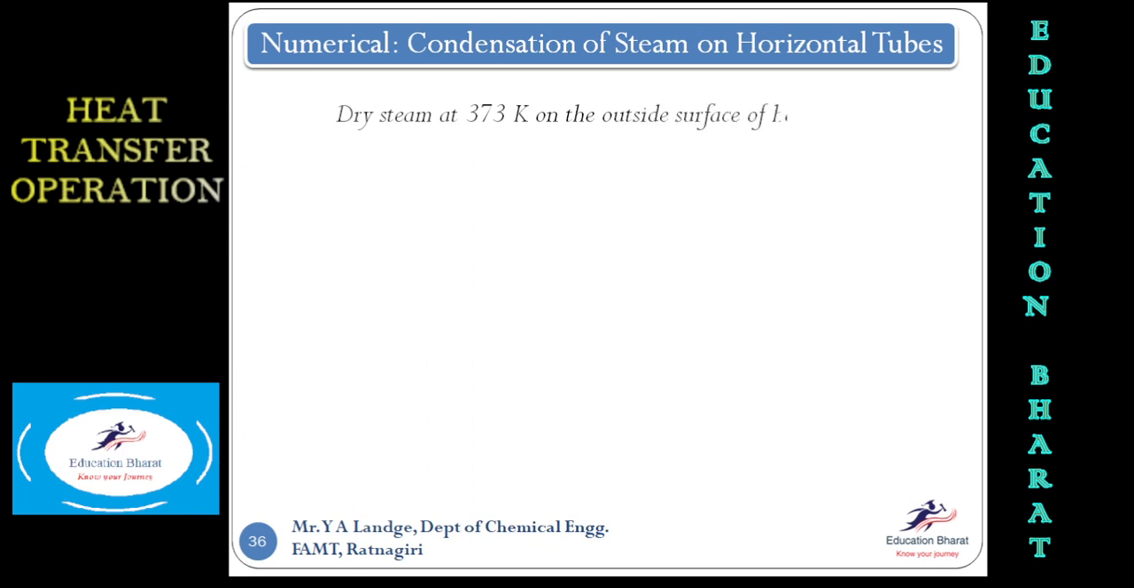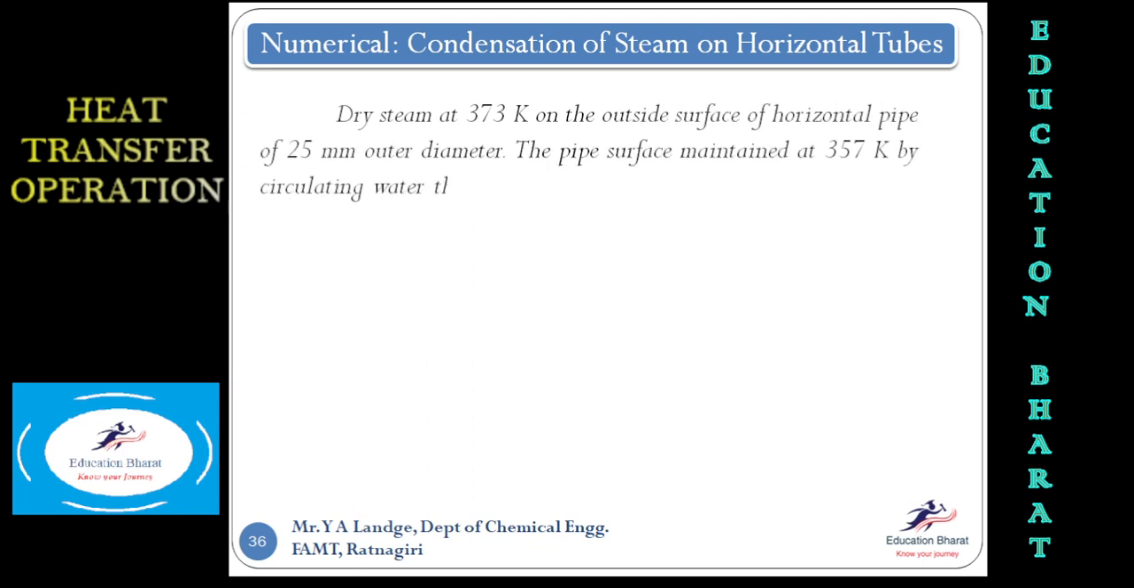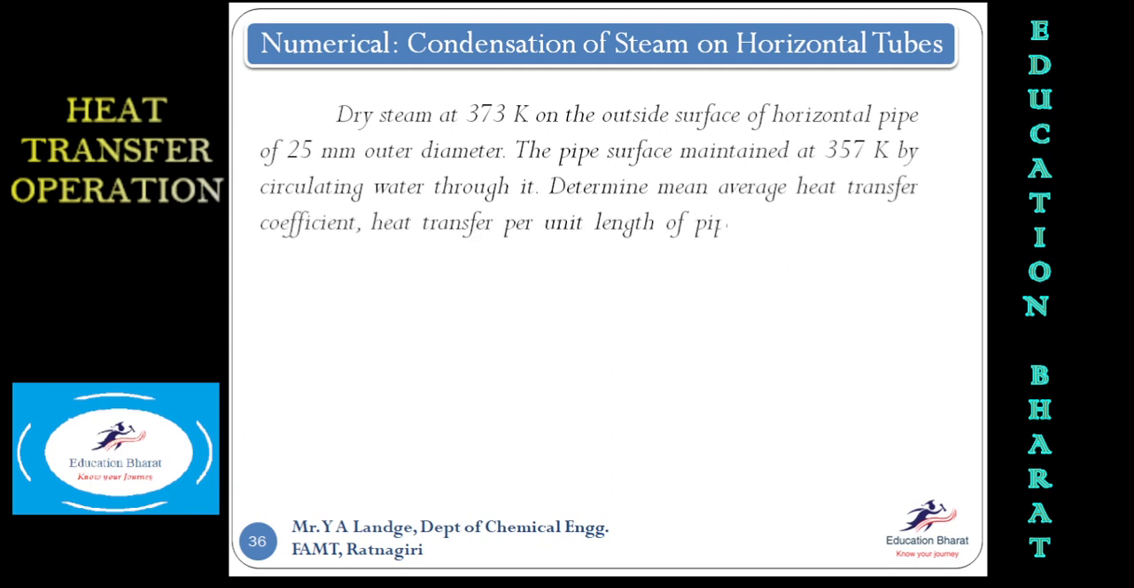The statement: dry steam at 373 Kelvin on the outside surface of a horizontal pipe of 25 mm outer diameter, the pipe surface maintained at 357 Kelvin by circulating the water through it. Determine the mean average heat transfer coefficient and heat transfer per unit length of a pipe.